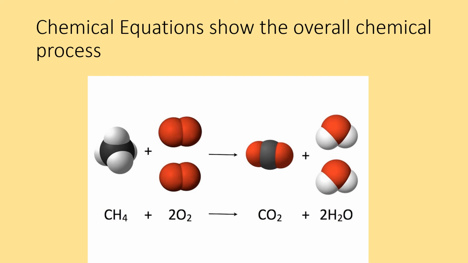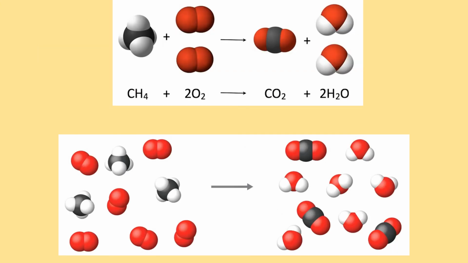All right, so chemical equations show the overall process. So these all break, break, break, and then they reform into carbon dioxide and water. And then these numbers in front tell us how many of each thing. Okay, so here we go again. These bonds all have to break, and then new bonds form, and then we got to count the particles.